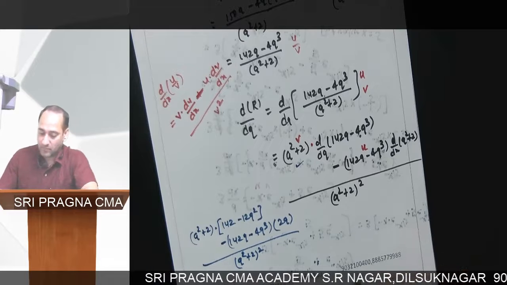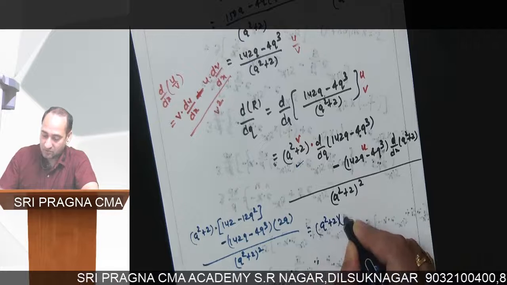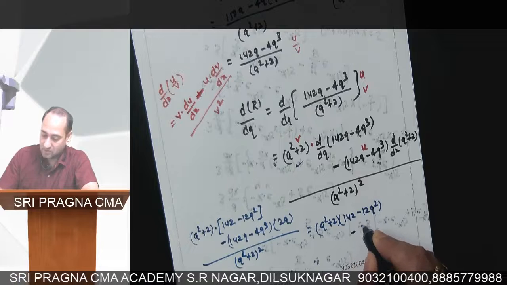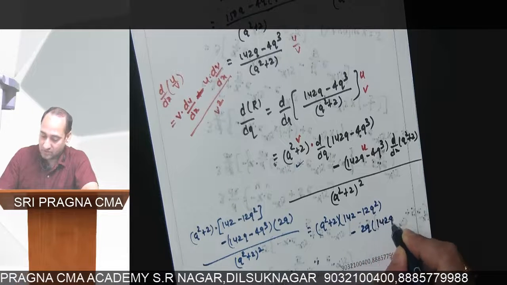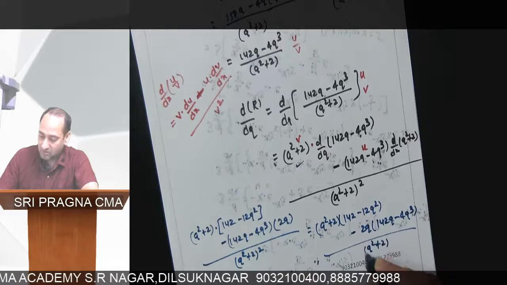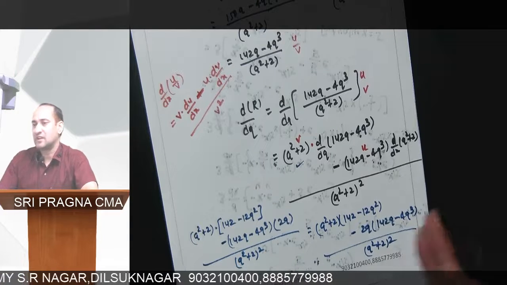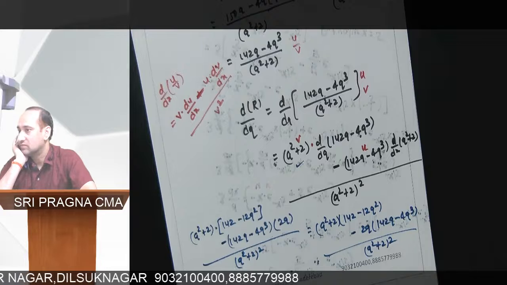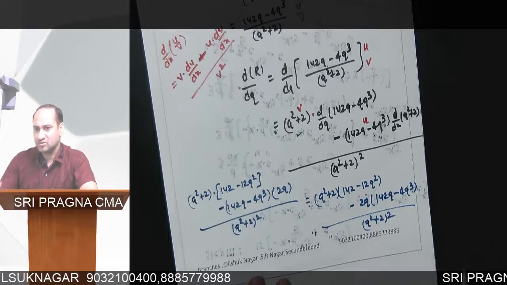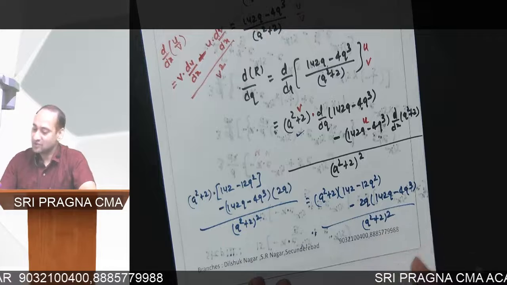Okay. So what I am going to do: (q square plus 2) into (14 minus 12q square) minus 2q into (14q cube minus 4 cube), divided by (q square plus 2) whole square. If you want to solve it further, you can solve it, otherwise you can stop it here. You can do the cross multiplication if you want. It's your choice. You will get the marks for it.